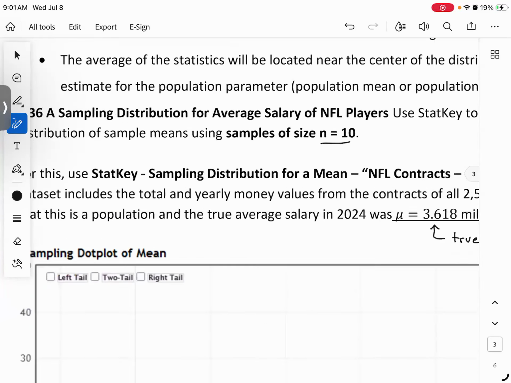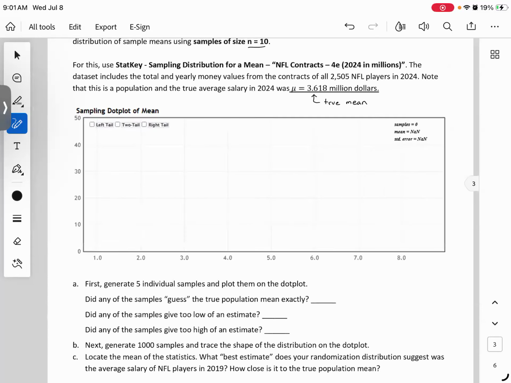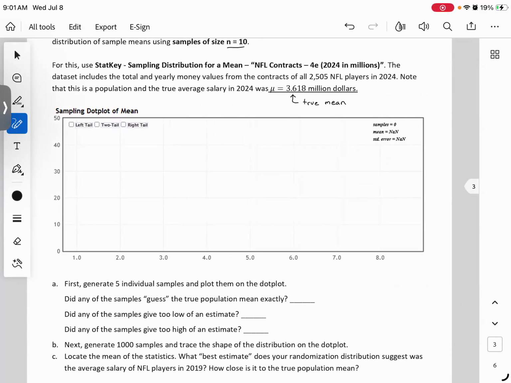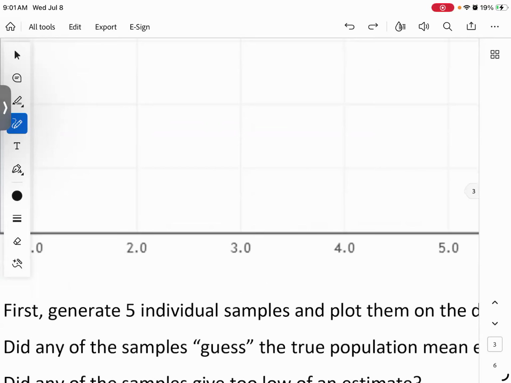Now, we're going to do it not just once, we're going to do it maybe a few times to get started, like 5 of them. And then we're going to do like 1,000 of these samples. But we're going to start with just doing one little sample to see how good of a guess. And right here's the truth. 3.6 is the actual truth, but let's see how far off or how close the sample is.